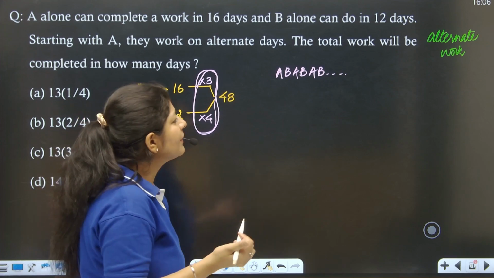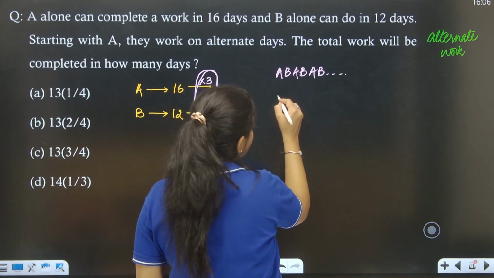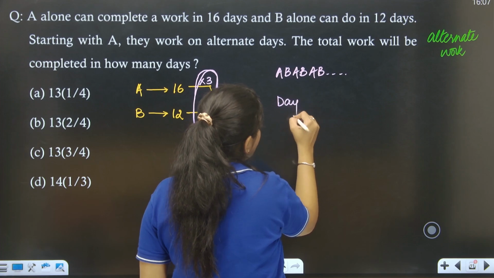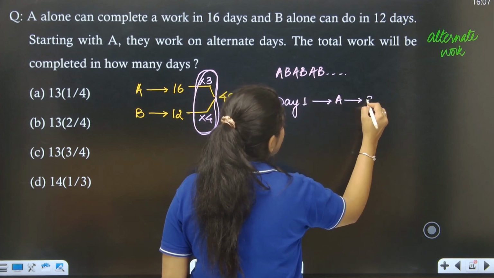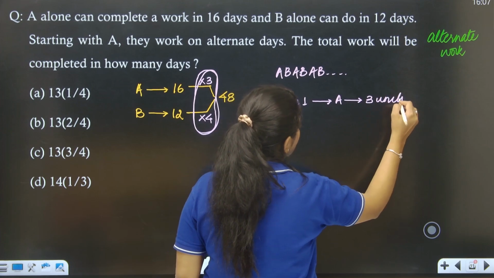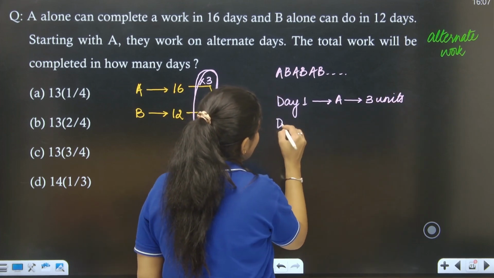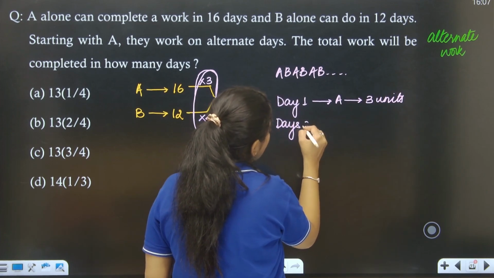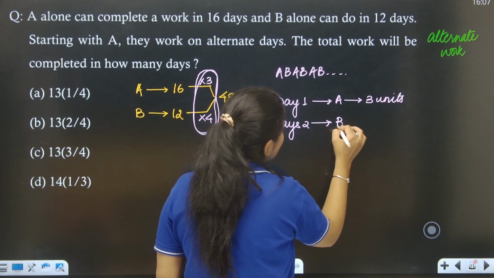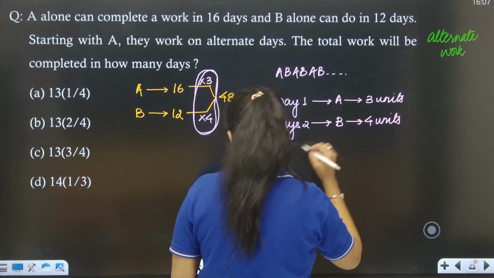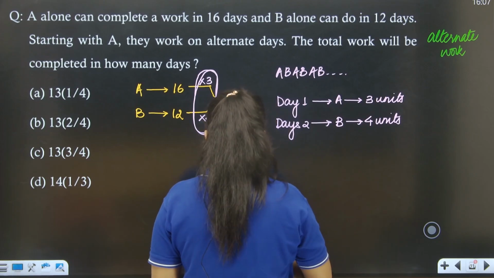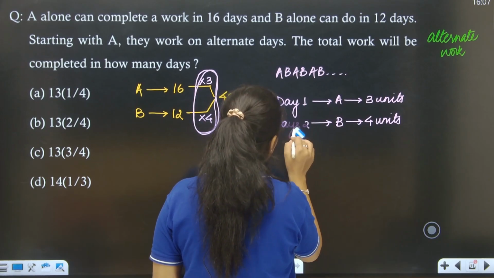If you are not able to get it, you can write it as day 1. Who came? A came. A can complete 3 units of work, right, 3 units of work. Day 2, who came? B came and he can complete 4 units of work, right? He can complete the 4 units of work.